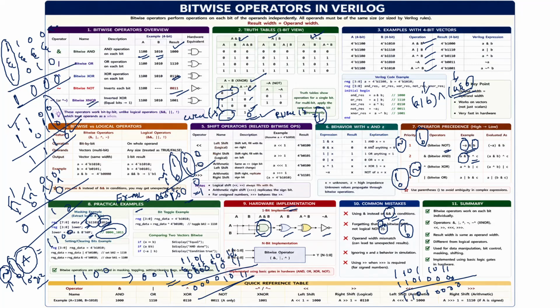And shift operators we will explain in the next slide. So what shift operators are there? Left shift, right shift, and then arithmetic shift, arithmetic right shift, all these things. So these are the operators: AND operator, OR operator, XOR operator, NOT operator, exclusive NOR operator, all these things. So this is the evidence for all the operators.